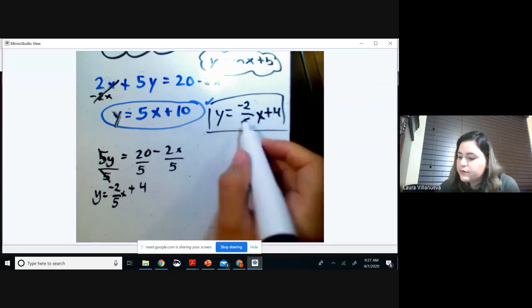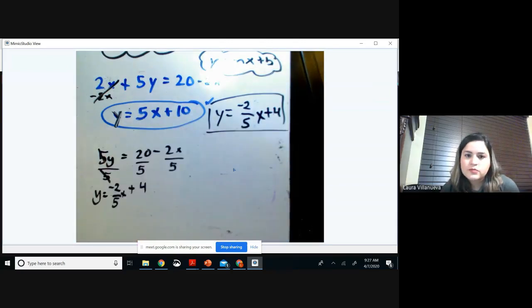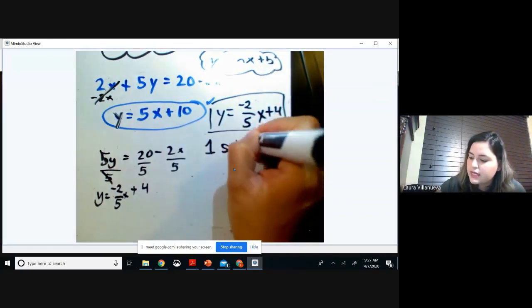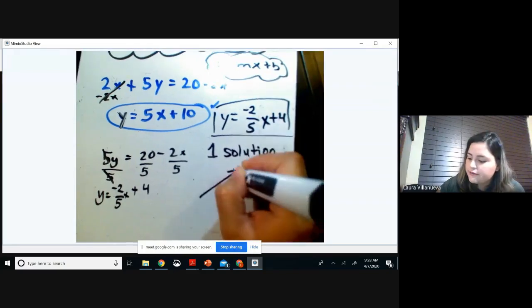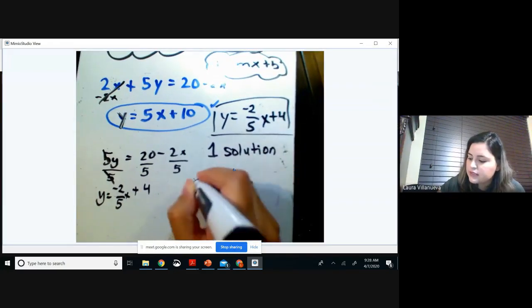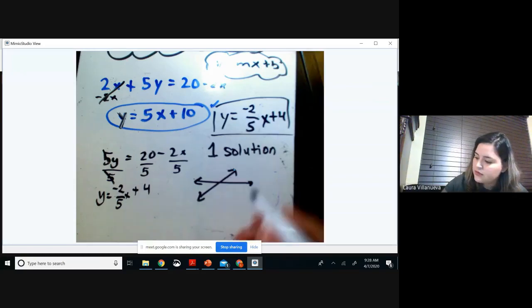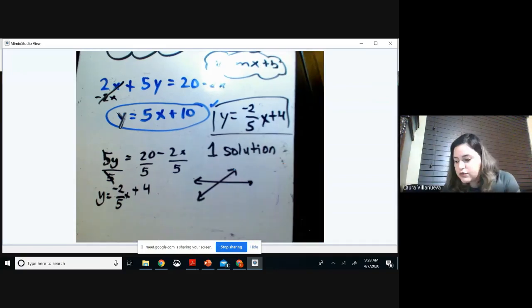Are they the same slope? They're not the same anything, right? They're completely different, so therefore it has one solution. How are these lines going to look? They're going to have something like this and something like this. And that is going to be one solution because it only touches one time.